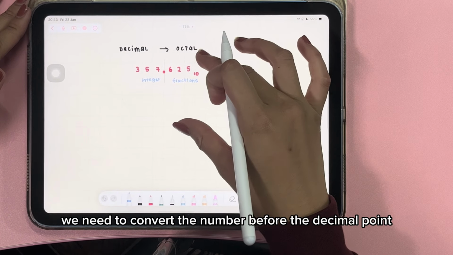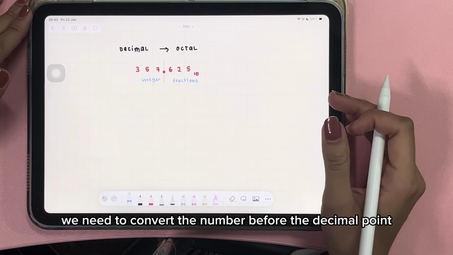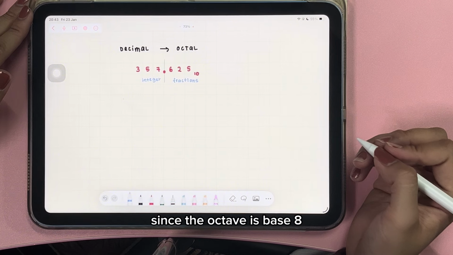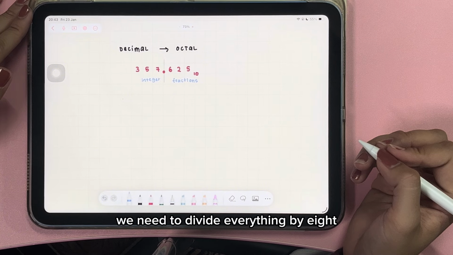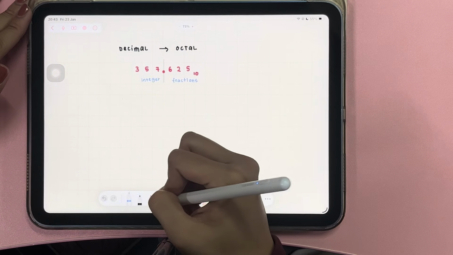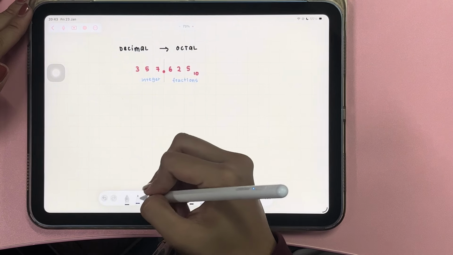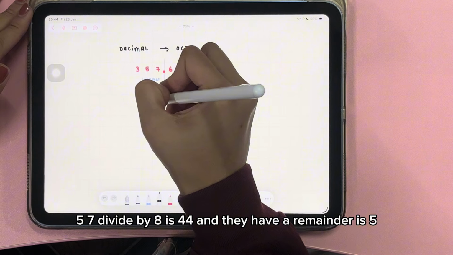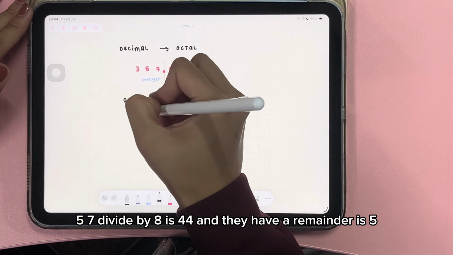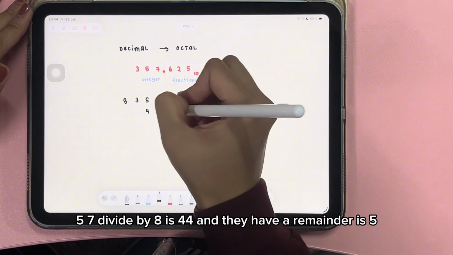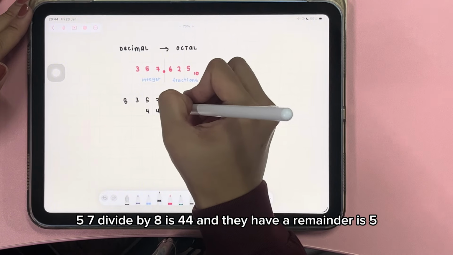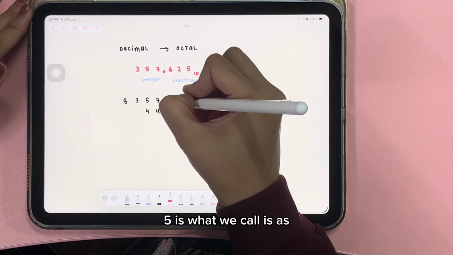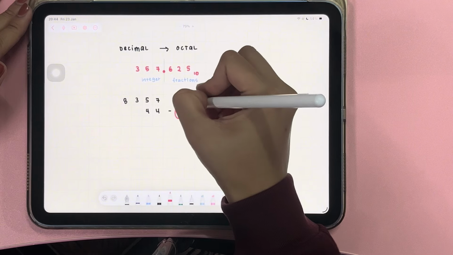First, we need to convert the number before the decimal point, which is 357. Since the octal is base 8, we need to divide everything by 8. So, 357 divided by 8 is 44, and the remainder is 5. This 5 here is what we call the remainder.